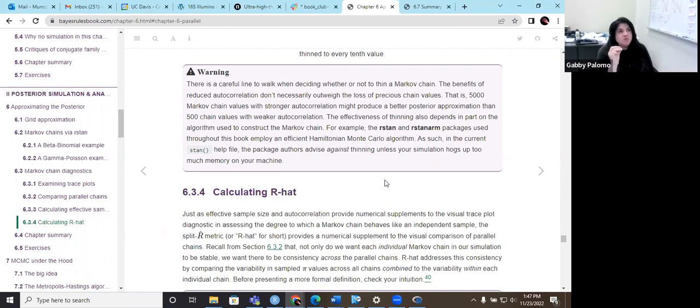But each one has their own different quirks. So one of the things that they're saying here is that, for example, RStan and RStanARM, those two packages that are based on Stan, employ an efficient Hamiltonian Monte Carlo algorithm. And as such, in the current Stan help file, the package authors advise against thinning unless your simulation hogs up too much memory in your machine. But in JAGS, you are encouraged to do thinning. That's the other thing I find so annoying, because the books, the theory, tell you one thing, but then with each package you're going to find something different.